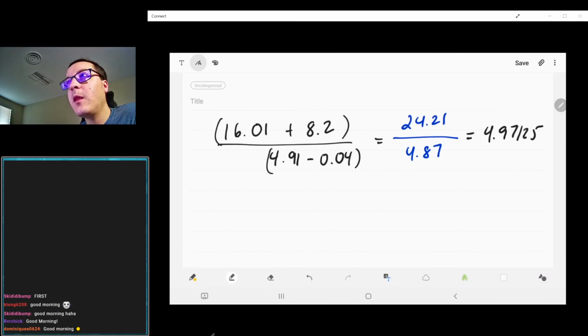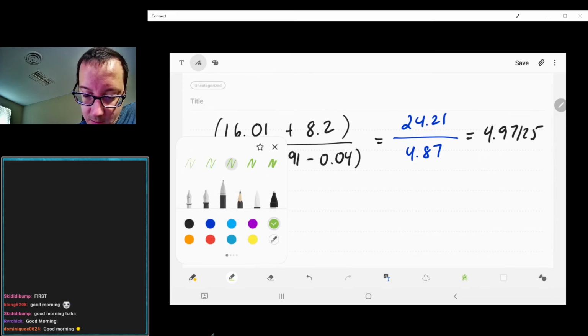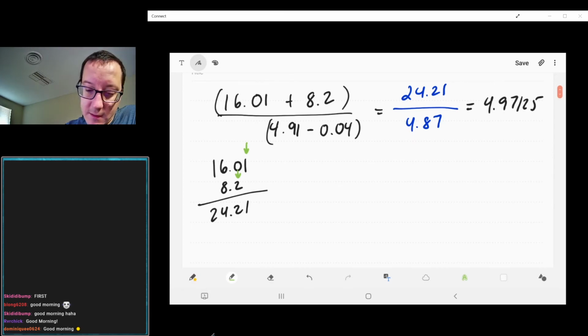So if we look at our first sum up there, we said that was 24.21. If we recall our rules, we want to figure out where the significance ends in those numbers. And so we're going to see that we're technically only going to have this number to be significant to the tenths place. So technically, that is our last significant digit in the number. Though again, we're not going to round until the very end.